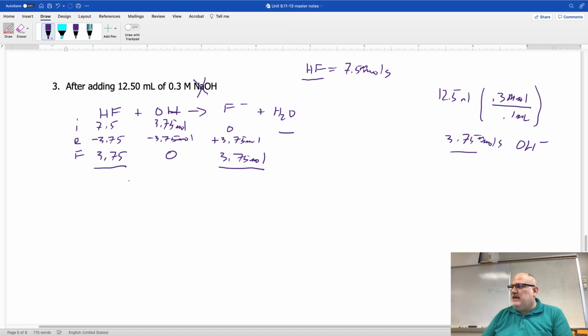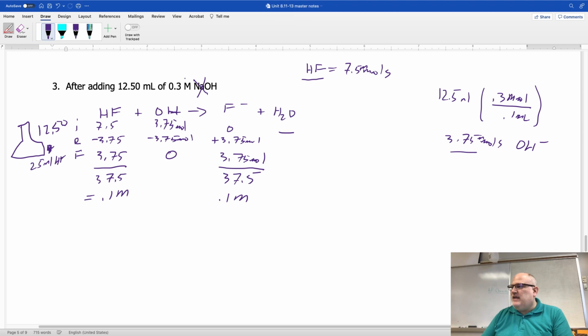Now, we always have to convert to molarity, and remember, every single time inside of our flask we have 25 milliliters, and by that I mean 25 milliliters of our original HF, and now we're adding in 12.50. So in both these cases right now, I'm going to want to divide by 37.5 and 37.5. And if you're good with math or just shifting decimal around, wouldn't that give us 0.1 molar of this and 0.1 molar of this?